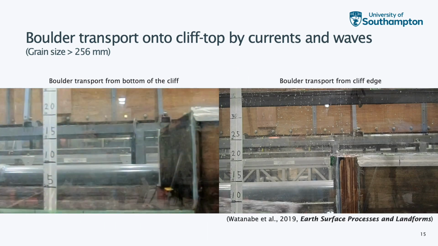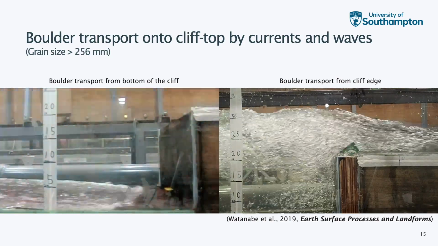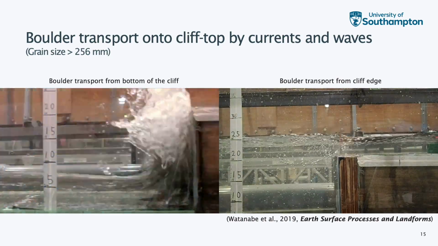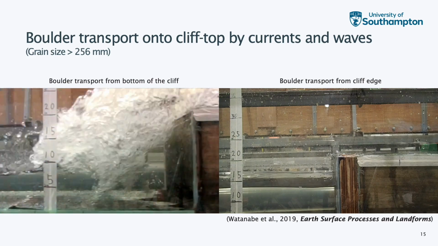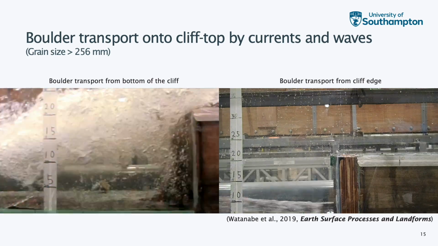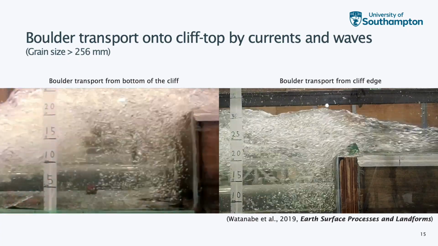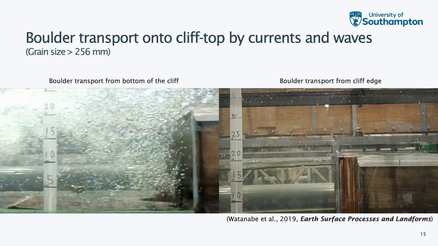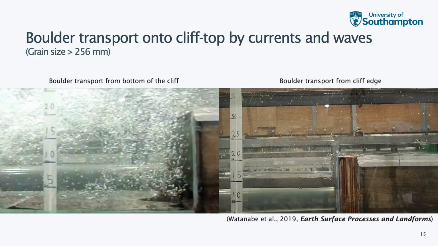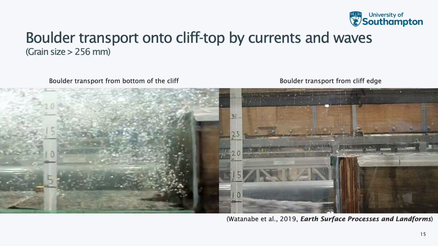So these are the laboratory experimental results of boulder transport onto the top of the cliff. When a wave hits the vertical cliff, the wave can move toward the vertical direction. Then vertical wave force can act on the boulder surface. Then the boulder was transported from the cliff edge or from under the cliff.